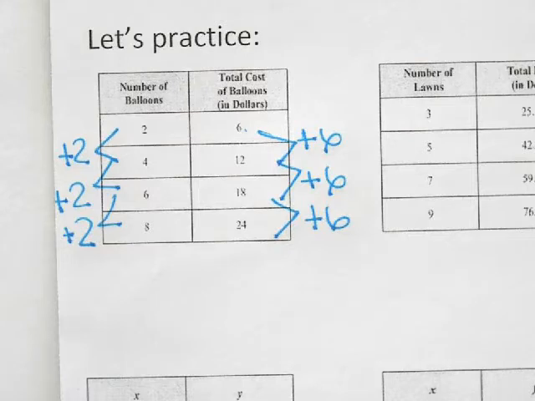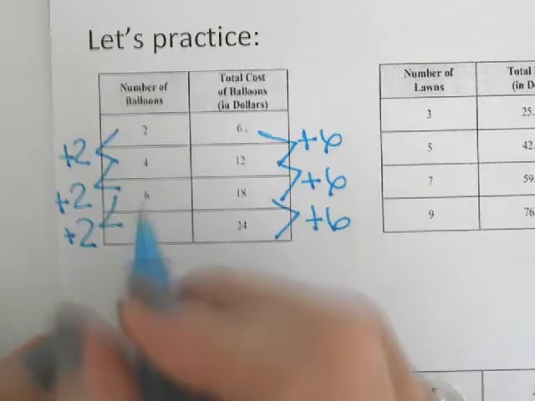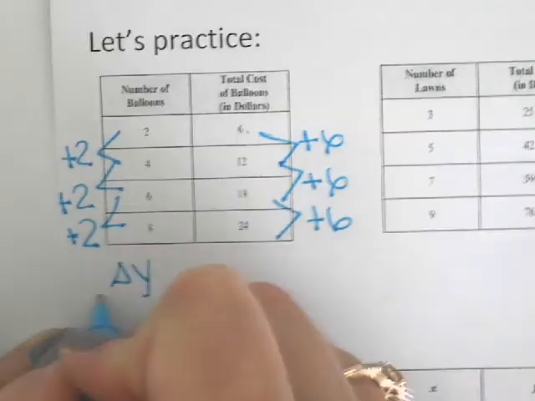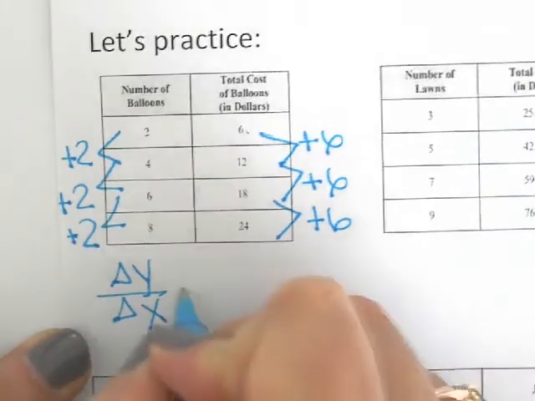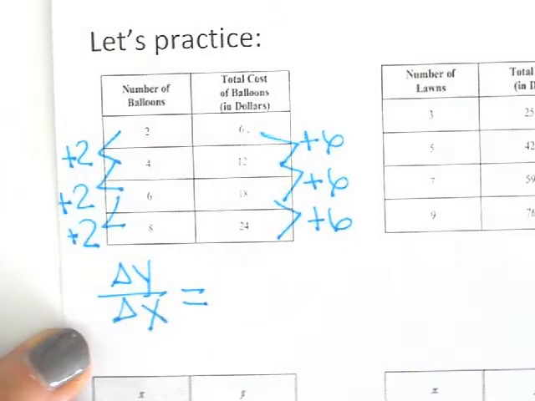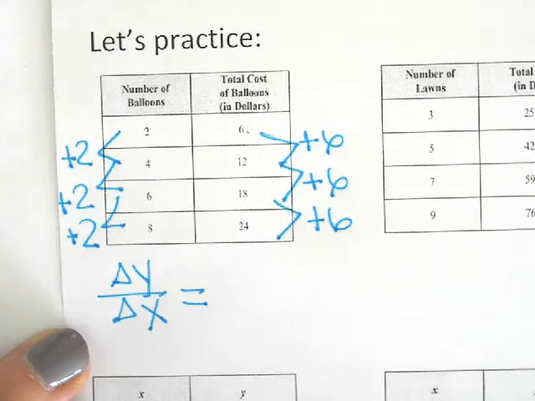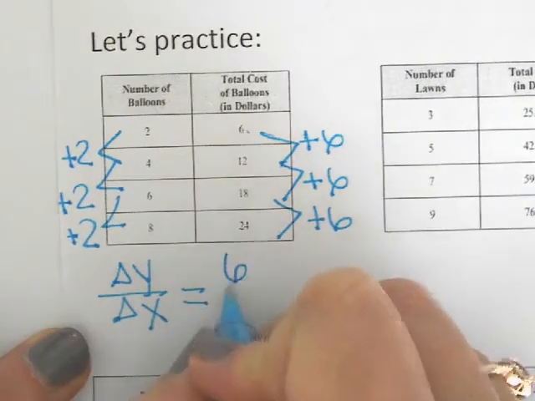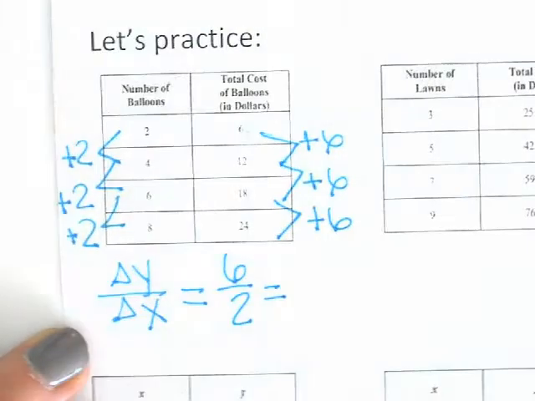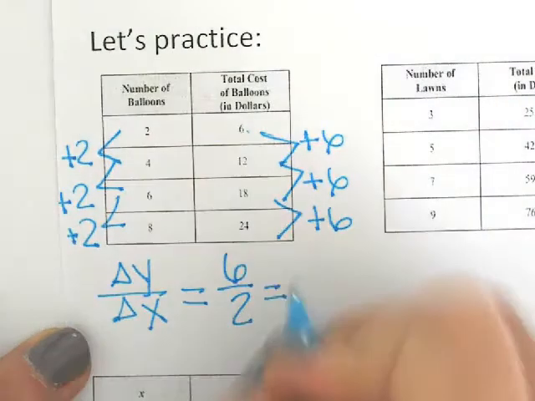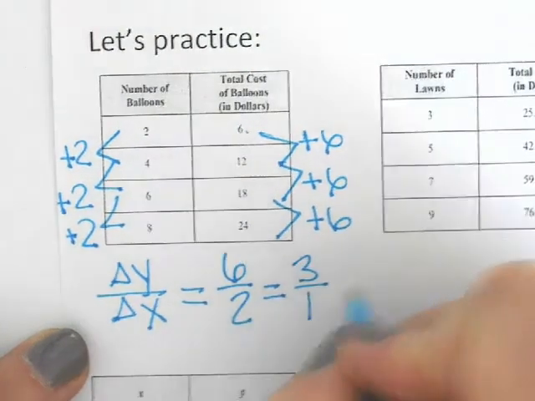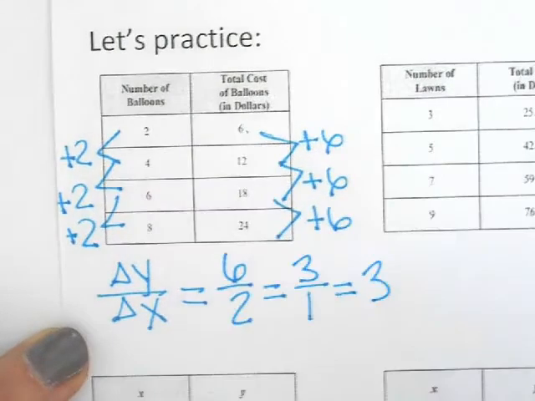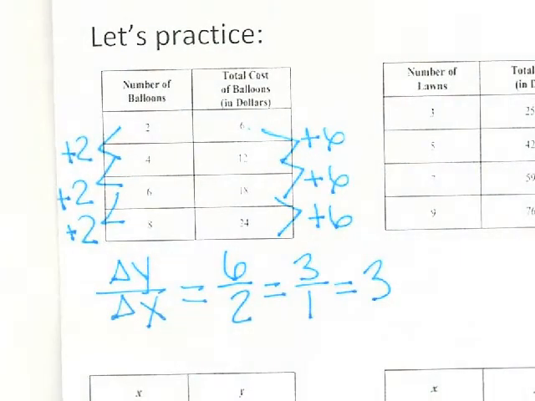So it's the change in y over the change in x. Again, I'm just going to write this once just so you can remember the formula. Change in y over change in x. So this is 6 over 2. 6 over 2 can be simplified to 3 over 1, or you might see it written as 3. So the slope would be 3 or 3 over 1.